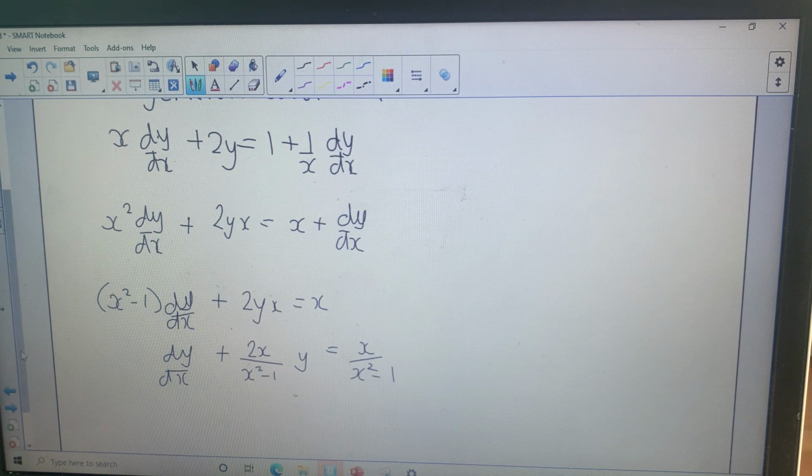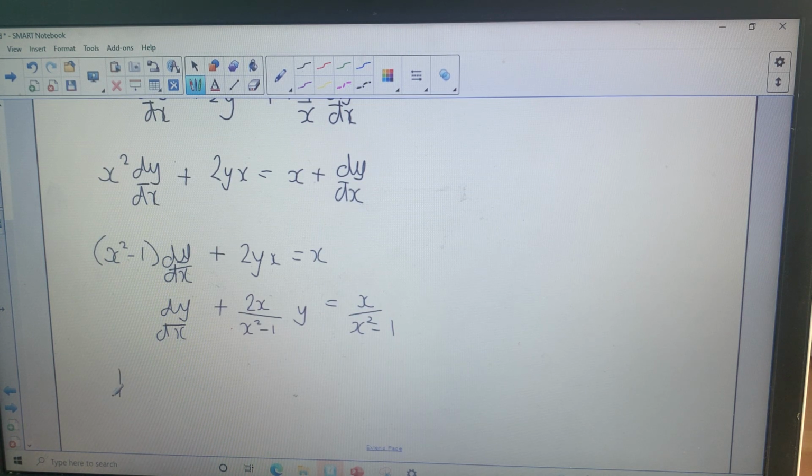And then I'm going to get my integrating factor, which is e to the integral of this function. You can see that that's in the form where the derivative of the denominator is the numerator. So that's going to be e to the ln of (x squared minus 1), which is x squared minus 1. I'm struggling a bit with that x squared there. It looks a little bit like a z.